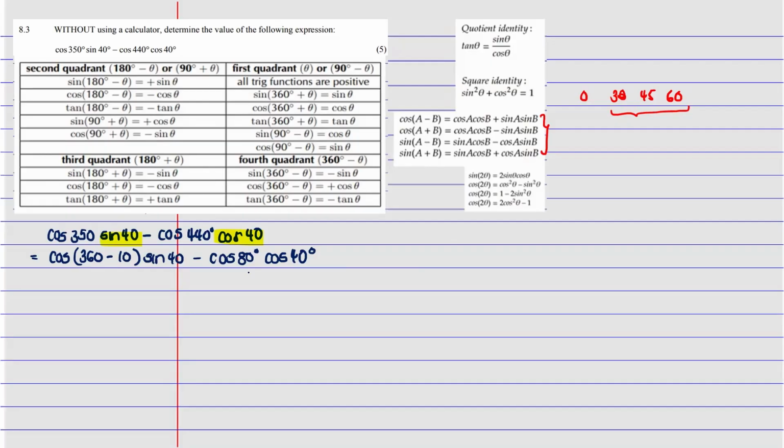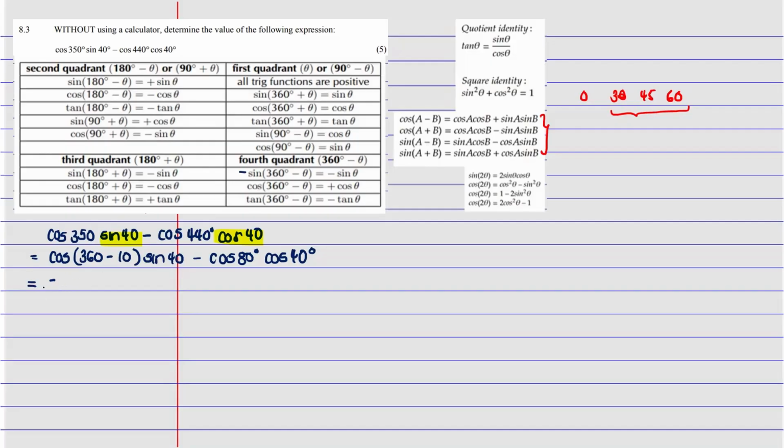Now let's look at the diagram with 360 minus. 360 minus is here, right? So sine is negative here. So it's going to be 360 minus 10 degrees, and since sine is negative, it's going to be minus sine.